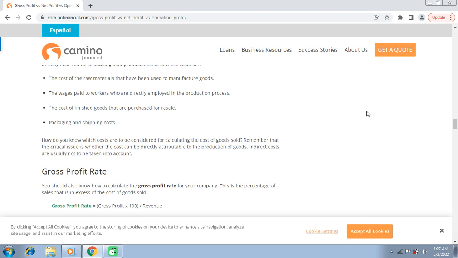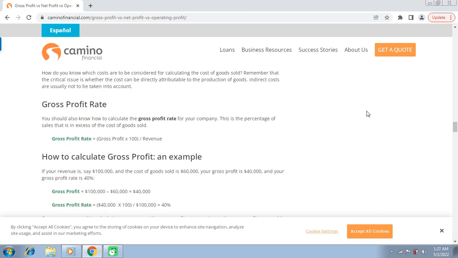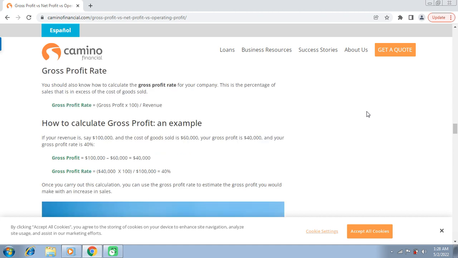Gross profit rate. You should also know how to calculate the gross profit rate for your company. This is the percentage of sales that is in excess of the cost of goods sold. Gross profit rate is equal to gross profit multiplied by 100 divided by revenue.